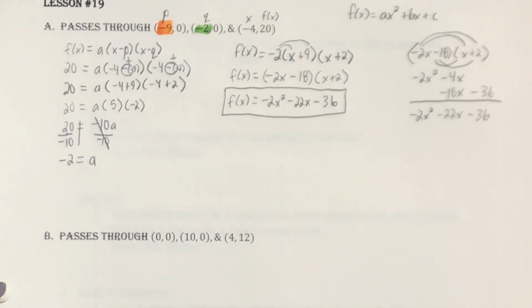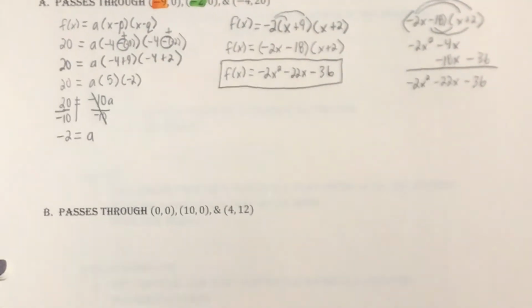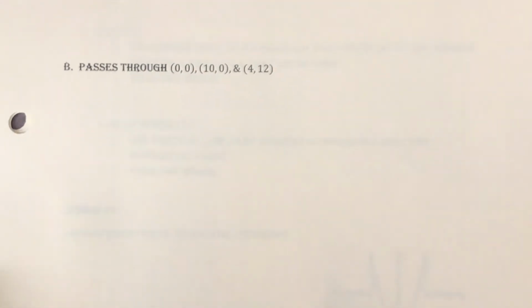All right, well, I would encourage you to try example B on your own. So pause the video, then when you're done, unpause it and check your answer with mine. So I'm going to go ahead and move this up a little bit, and then let's take a look at it. So example B says that this quadratic function passes through the points (0, 0), (10, 0), and (4, 12).